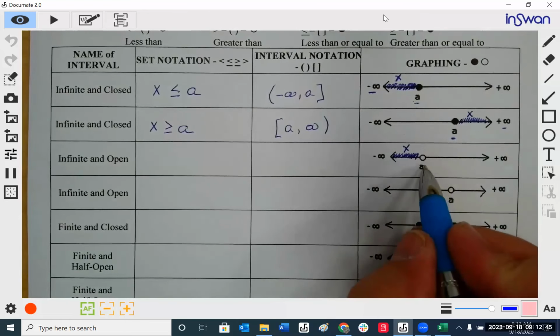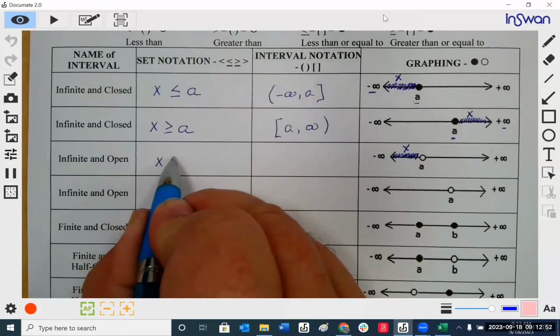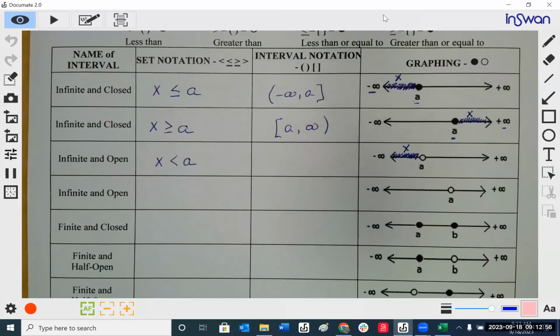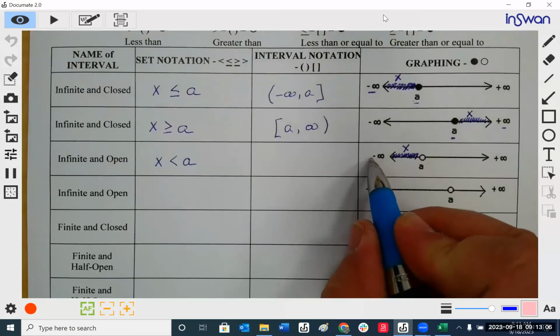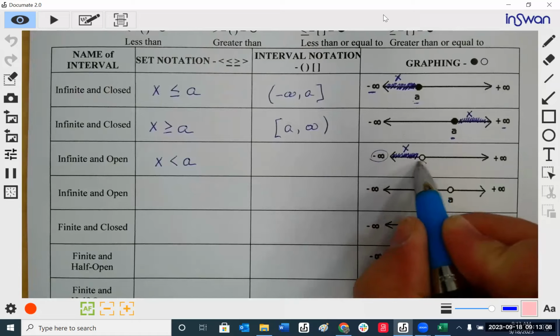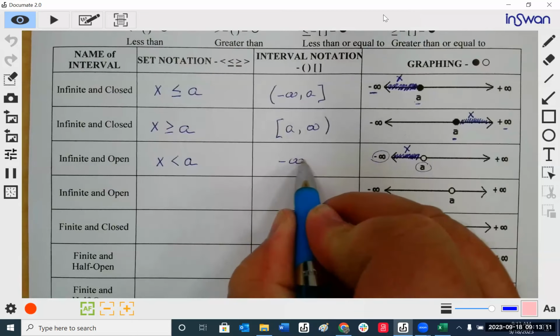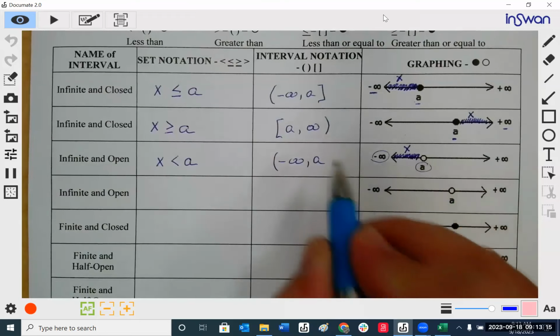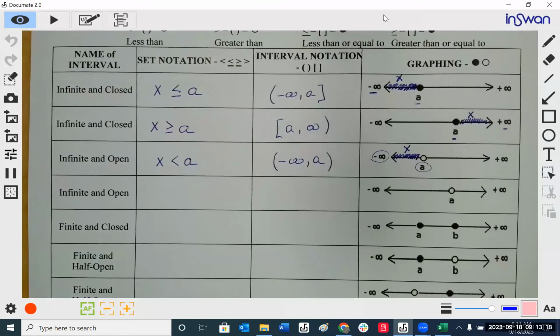Number three. It starts at A, but doesn't really start at A because it's an open circle. So x is strictly less than A. I cannot use A in my data set. For the interval notation, you look at the endpoints, negative infinity and A, so I'll put those down. I can never get to negative infinity, and I cannot use A, so it's parenthesis, parenthesis.